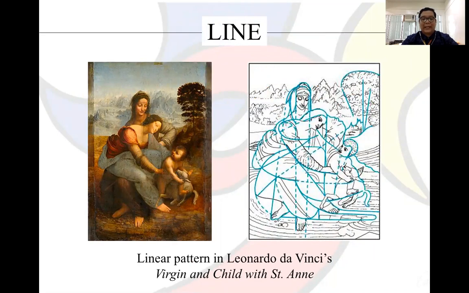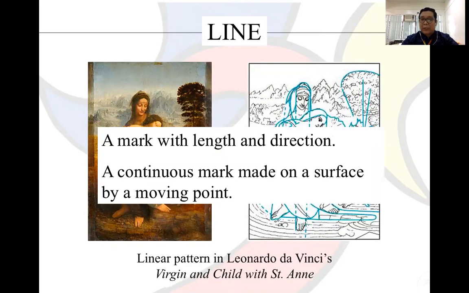We can see here an example where lines are utilized in a masterpiece, specifically in the painting of Leonardo da Vinci entitled A Virgin and Child with Saint Anne. There is this utilization of lines, which also depicts different meanings. Later on, I'll be discussing the different functions of lines. A line is a mark with length and direction. It is a continuous mark made on a surface by a moving point.